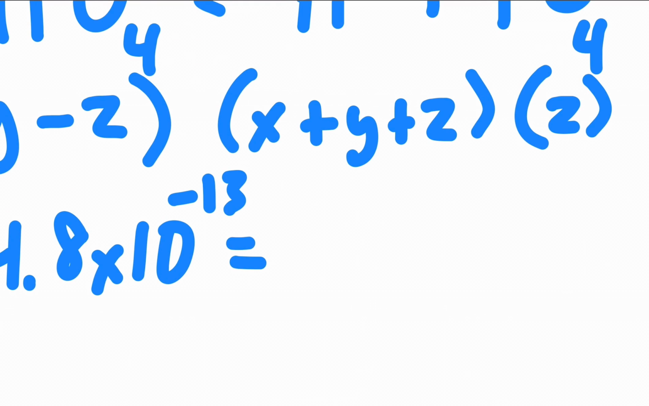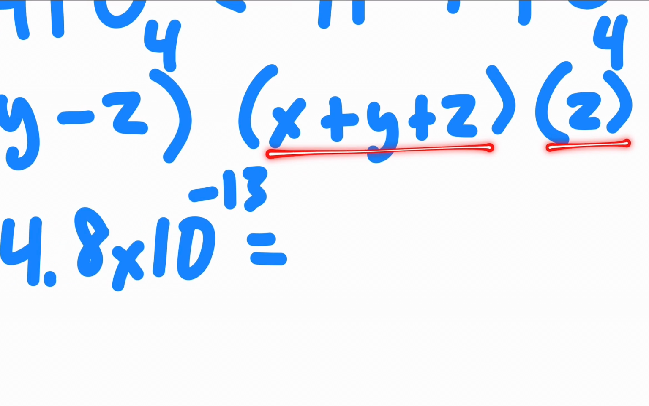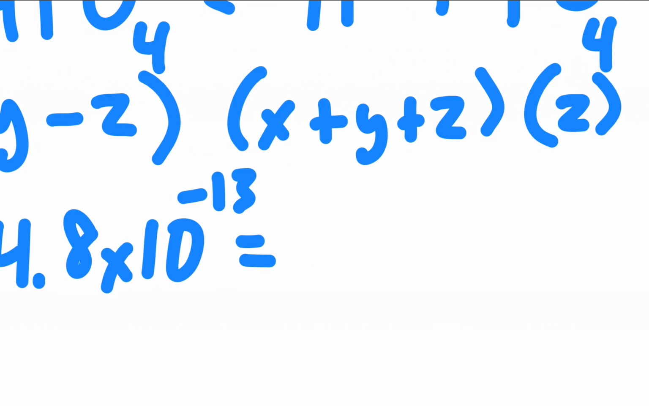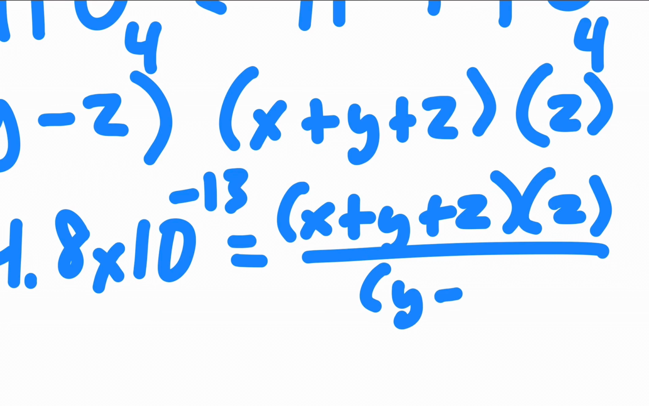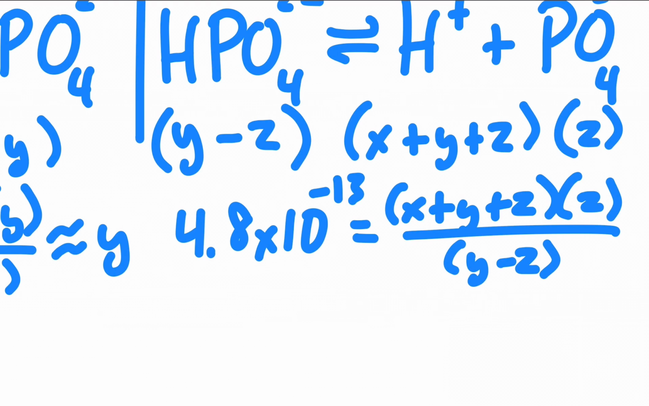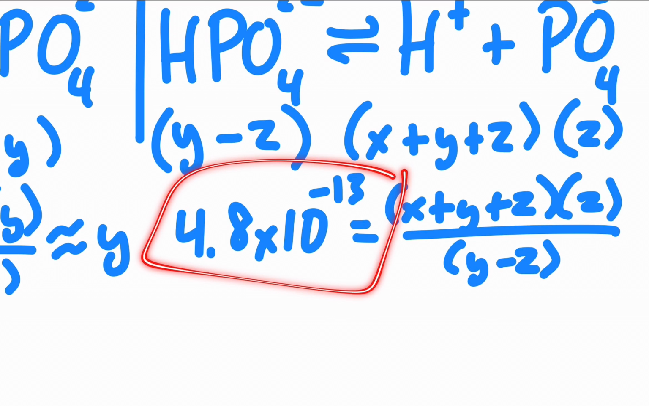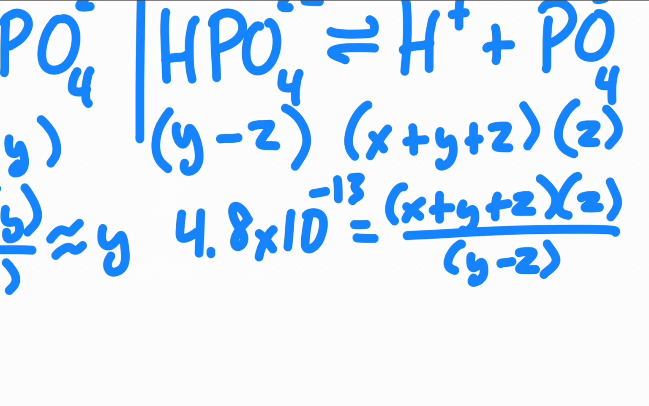And that's going to be equal to H plus times phosphate divided by hydrogen phosphate. So that's going to be equal to x plus y plus z times z all over y minus z. Now before we do math, let's think. We already said that x plus y simplifies to just x, so that plus y has to be insignificant. Well, if the y is insignificant compared to x, how is z going to compare to x? This z is from the dissociation of the third equilibrium constant, so it's really small.